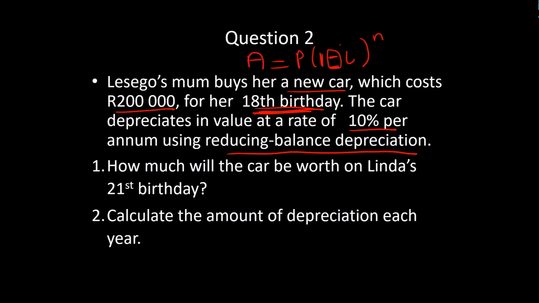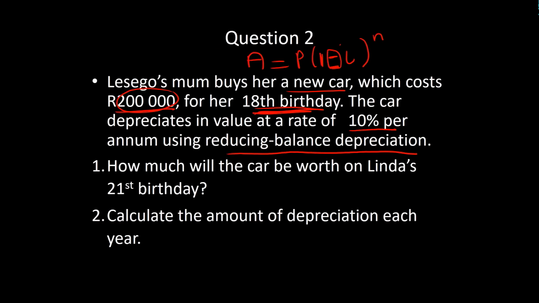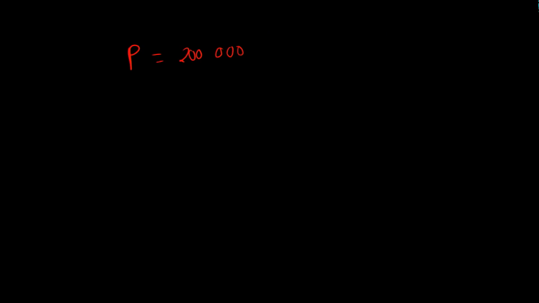So this car started out at 200,000 Rand. So that tells me that my value of P is 200,000. Okay, now on her 18th birthday, this is when the mum buys the car. The question says, how much will the car be worth on Lesejo's 21st birthday? Lesejo's name changed halfway through the question. So we're going from the 18th birthday to the 21st birthday. How many years is that? It is, of course, 3 years.